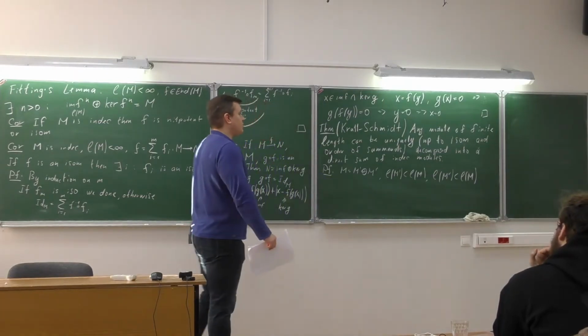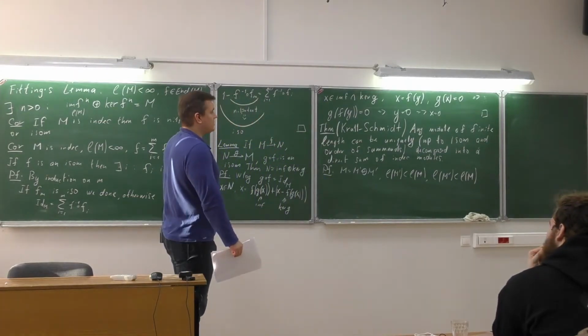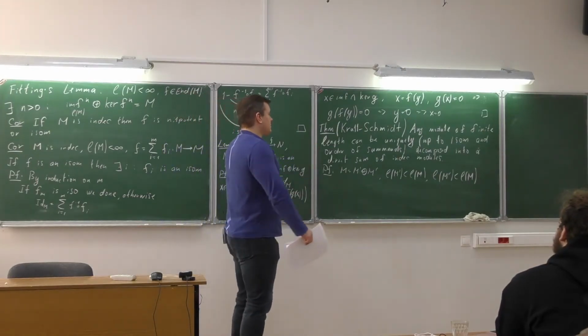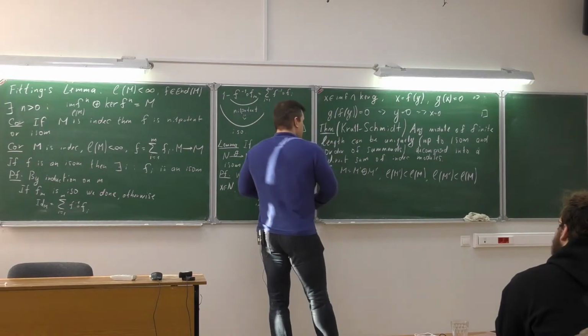So uniqueness is more or less a trivial observation. The existence is more or less a trivial observation. What's interesting in this statement is the uniqueness part. Okay, so let's prove uniqueness.